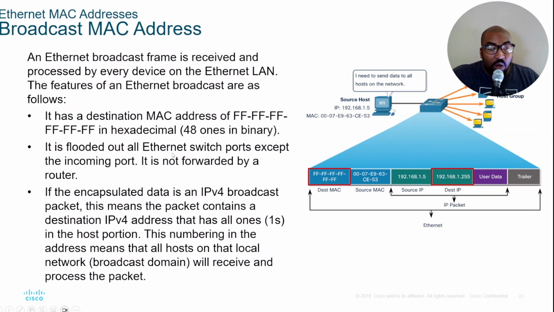It is flooded out to all Ethernet switch ports except the incoming port. It is not forwarded by the router. So here it is. I need to send data to all the hosts on the network. So here's the source host, and it sends out a full broadcast to everybody. Everybody gets the packet. We're going to do a packet tracer here in a minute so I can show you that.